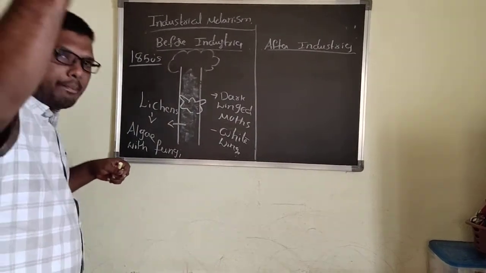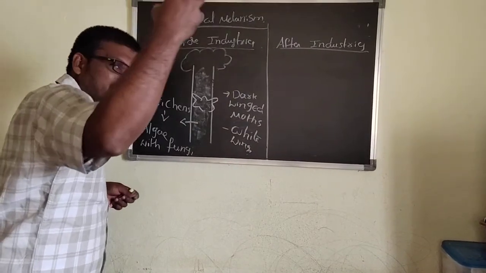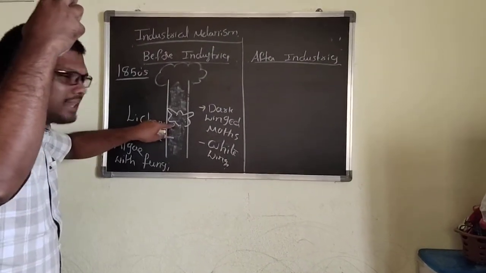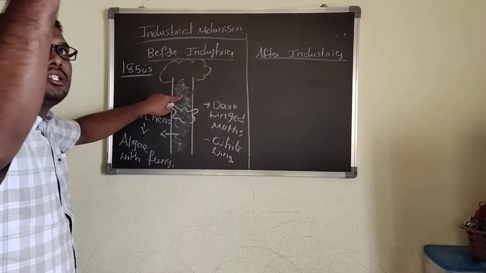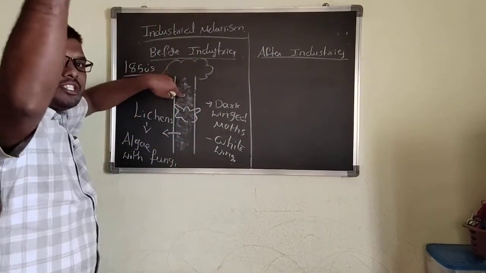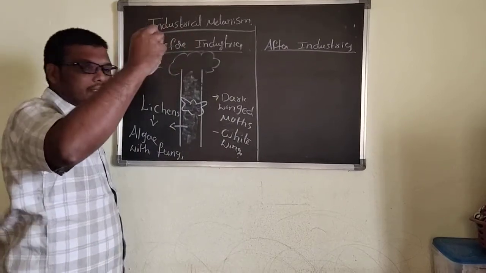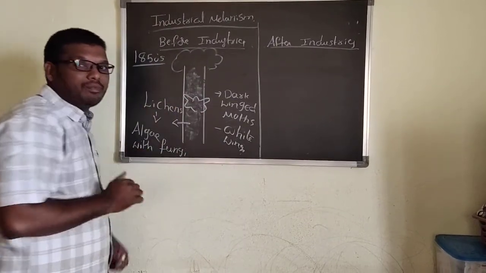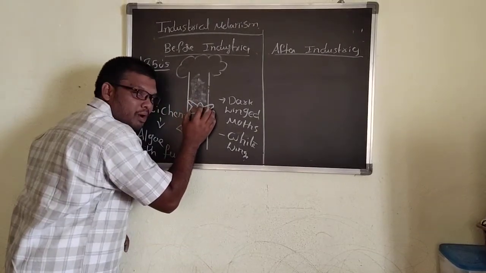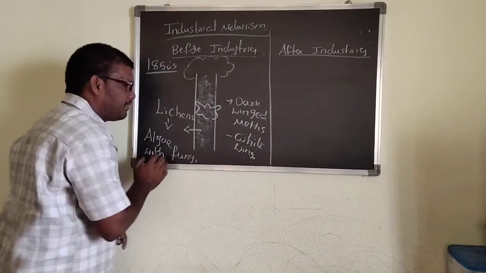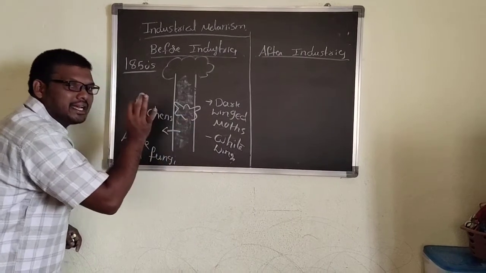Suppose now a predator, I can consider a bird as a predator. Now this bird can identify the dark color moth. This dark color moth is attacked by this predator. Now this predator can eat that dark winged moth, and the white color moth will survive. How will this white color moth survive? It has a white background due to the presence of these lichens. That's why the white color moth survives.